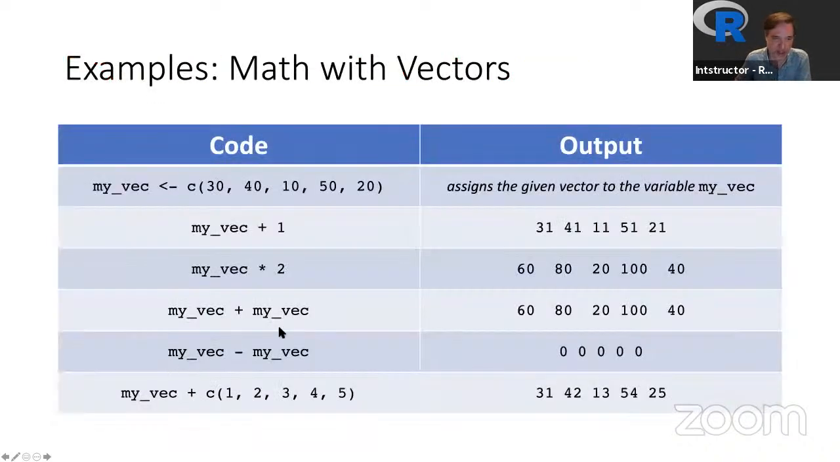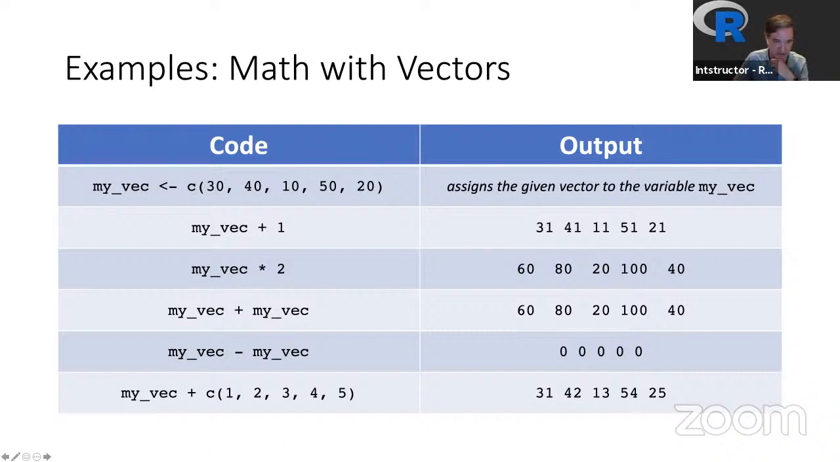You can add 2 vectors together. So let's add myvec to myvec. It's going to pairwise add the 2 things together, so 30 plus 30, 40 plus 40, and so on. You can subtract vectors as well. And this is with 2 different variables, but you could also explicitly define a new vector here like this and get a similar kind of result.